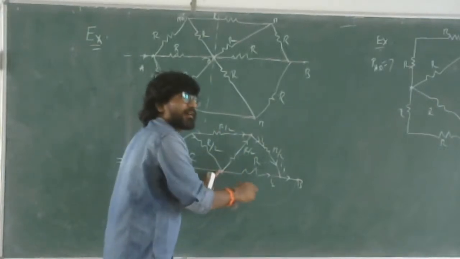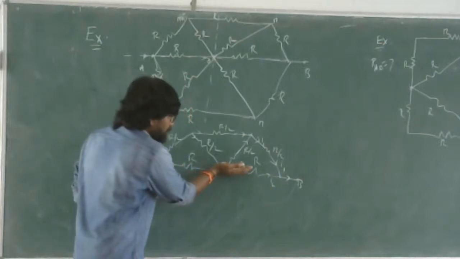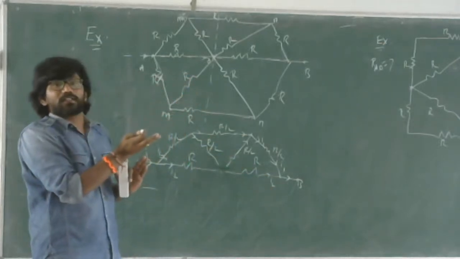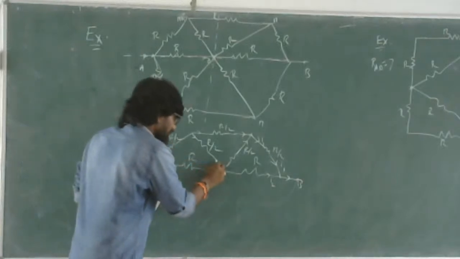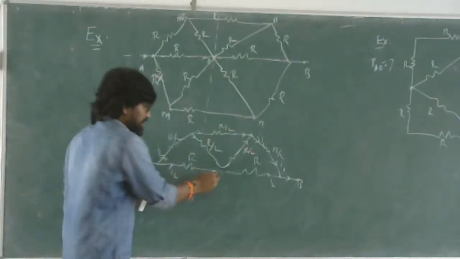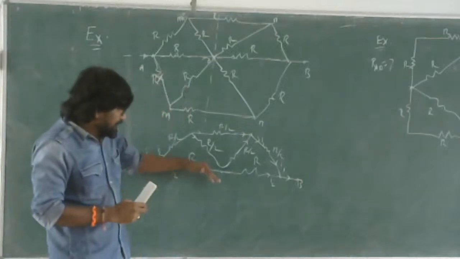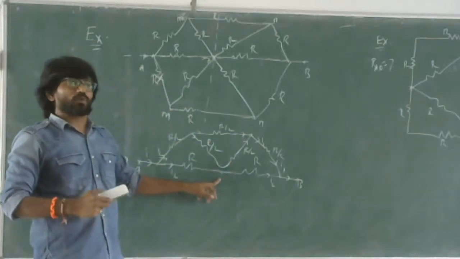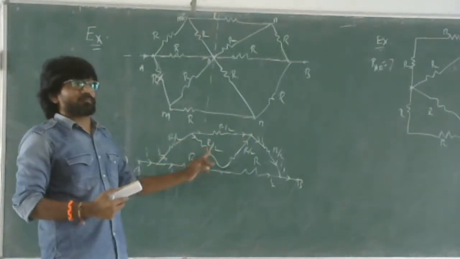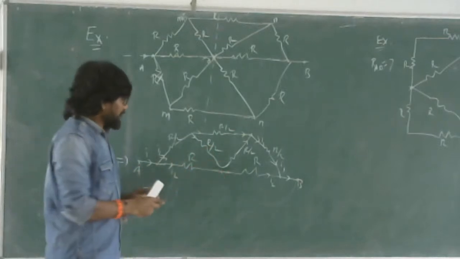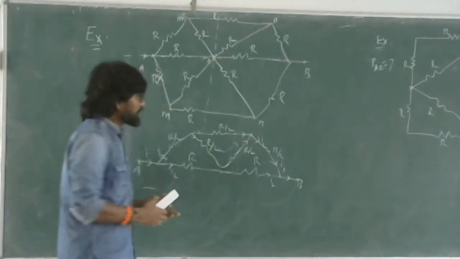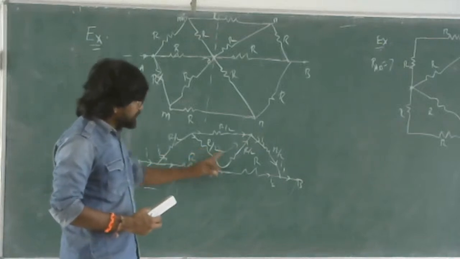It shouldn't divide here. That means we have to consider that there is no connection here. That means we have to detach this connection. We have to assume that there is no connection between these two points. So then it's the same continuity process here. Then we can understand this. These two are in series.